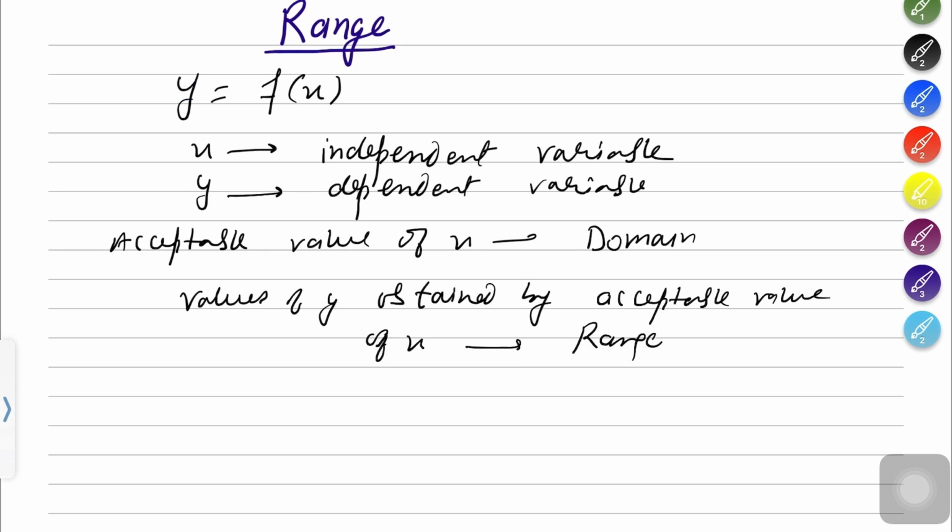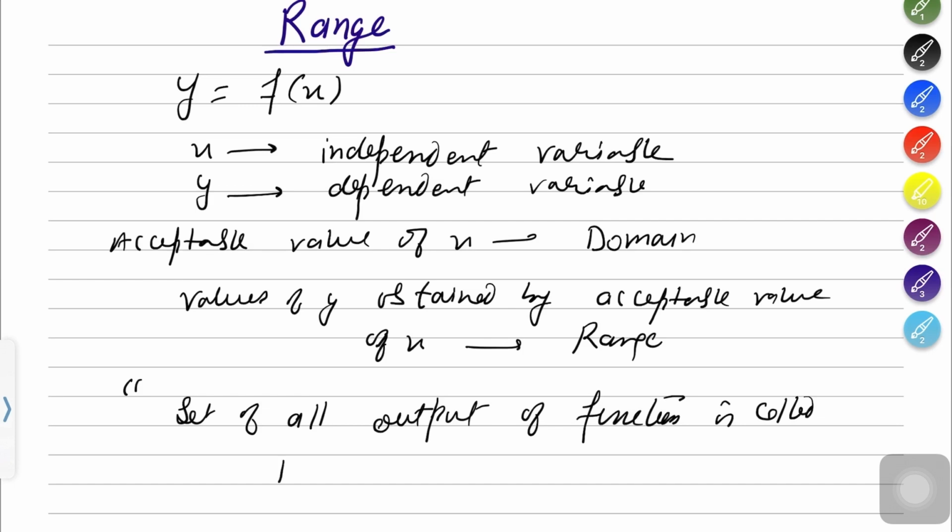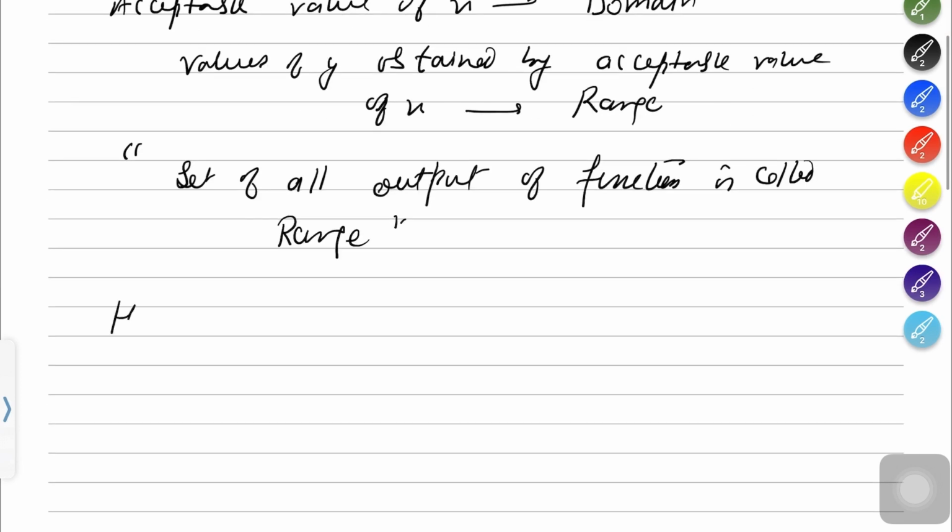So that's why we say that the set of all outputs of a function is called the range of a function. Now we'll see how to find the range of a function. This is a little bit more difficult than finding the domain, which is pretty easy, but finding the range is a little bit difficult.